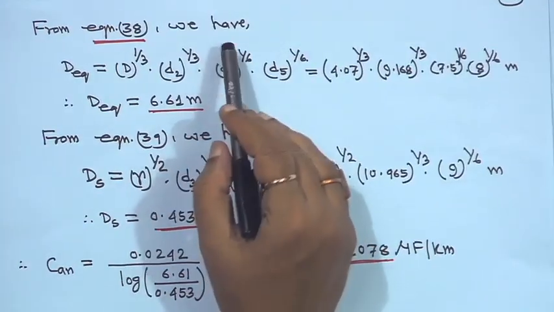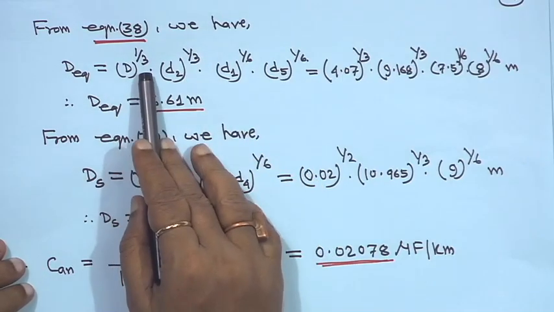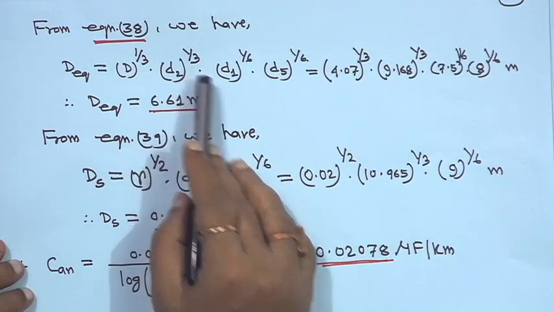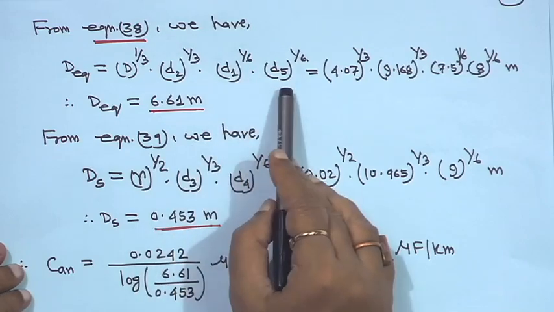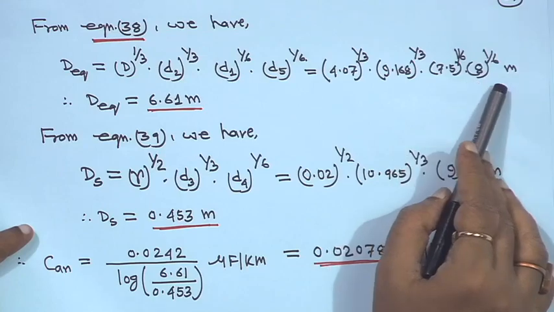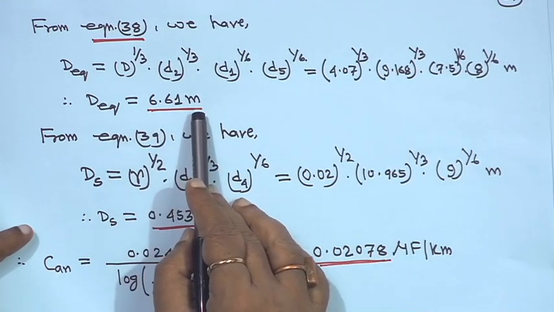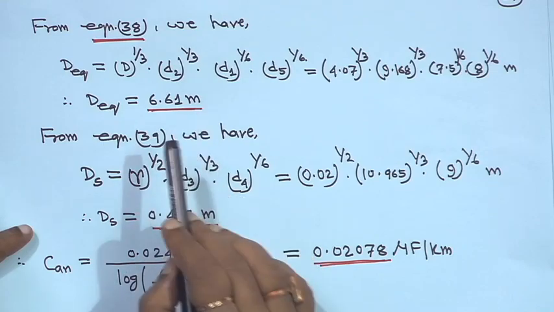Therefore, from equation 38 we have seen that dq is equal to d to the power 1/3, d2 to the power 1/3, d1 to the power 1/6, d5 to the power 1/6. So, substitute all these values, right. So, you will get dq is equal to 6.61 meter, right.